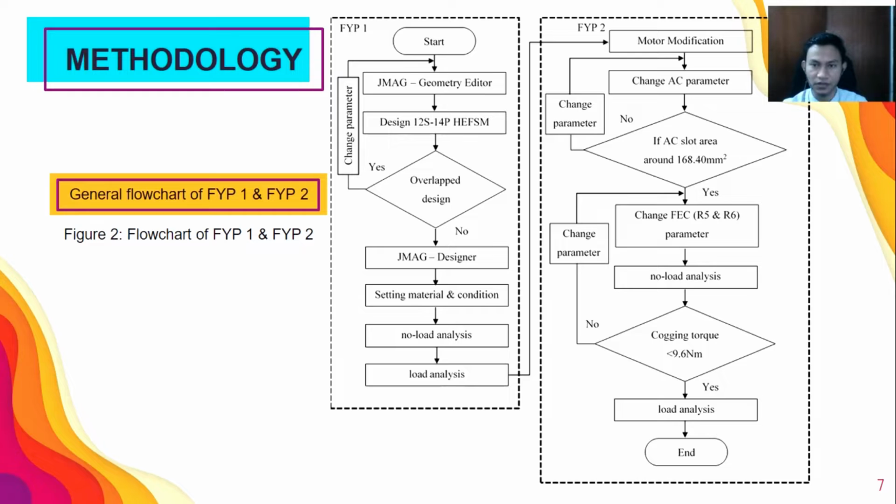After that, we proceed to the no load analysis, which is cogging torque, back EMF, flux leakage, and flux distribution. If the cogging torque is not less than 9.6, we need to change the parameter until the cogging torque decreases below 9.6. If yes, we proceed to the load analysis.